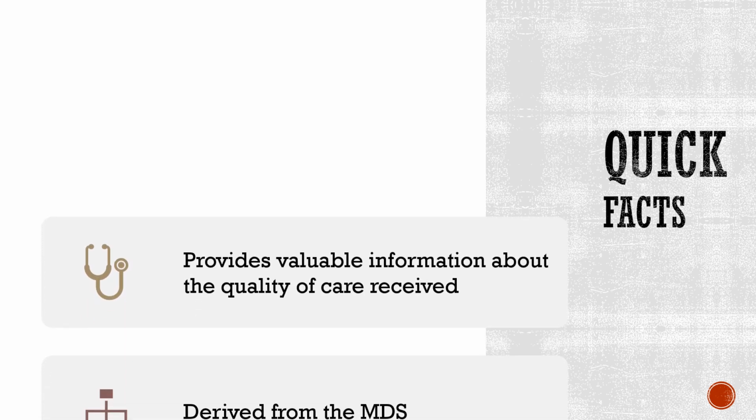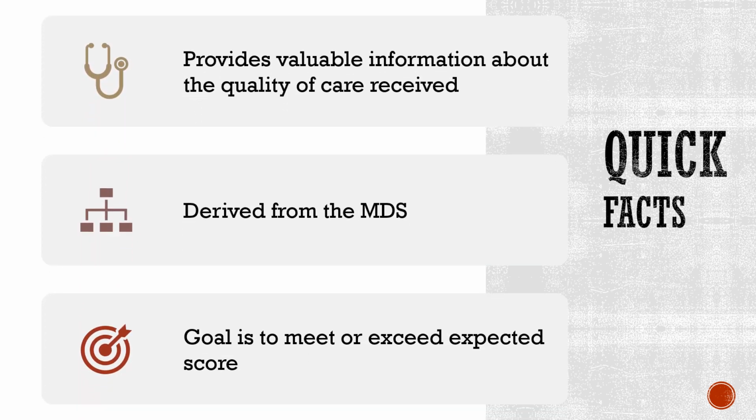The specific aim of the discharge function score is to provide valuable information about the quality of care received, and then further on to predict success rates with return to community and rehospitalization rates. It is derived from data that we're putting into the MDS on admission and discharge. What we're putting into admission is then deriving what that expected score is, and then they're looking at our discharge MDS to say, did they meet that? Did they meet that expected value? Our goal is to meet or exceed it.